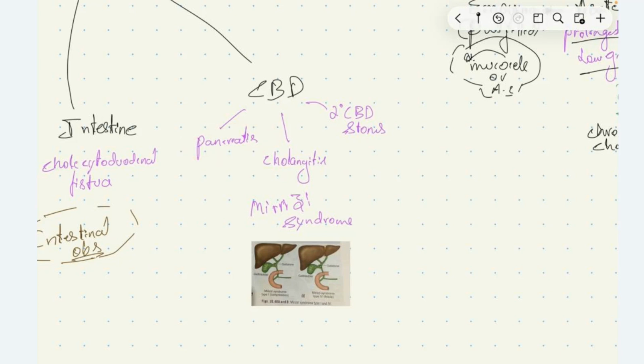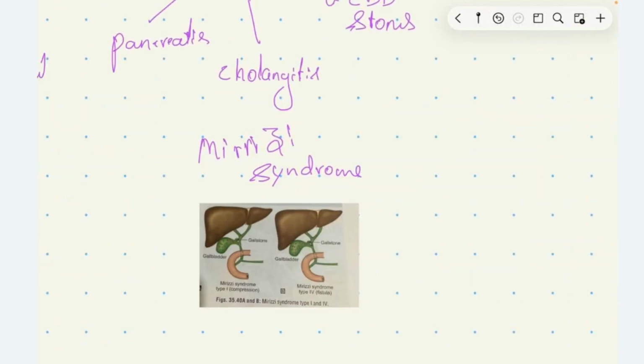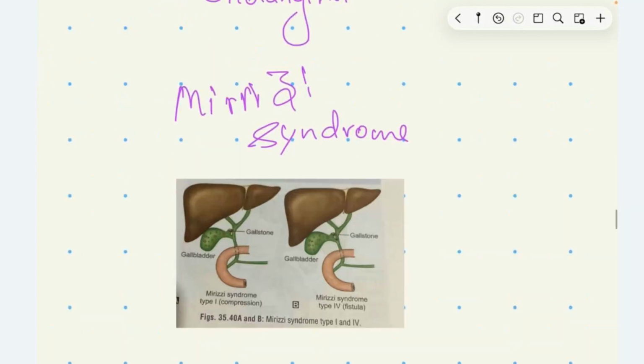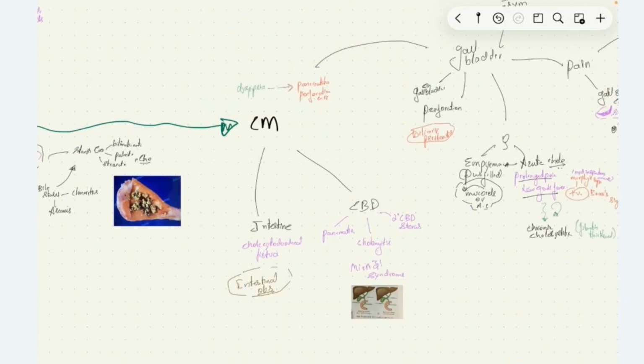We can have Mirizzi syndrome, where the gallstones at the gallbladder neck compress upon the common bile duct and cause obstructive jaundice. This is Mirizzi's type 1. We have a spectrum of disease from Mirizzi's type 1 to type 4. In type 4, there will be fistula formation between the gallbladder and common bile duct. This is about Mirizzi's syndrome, which can occur in gallbladder stones.